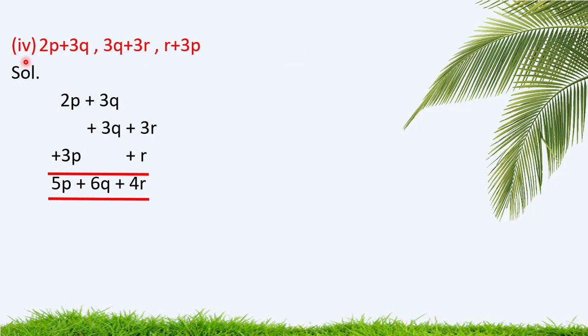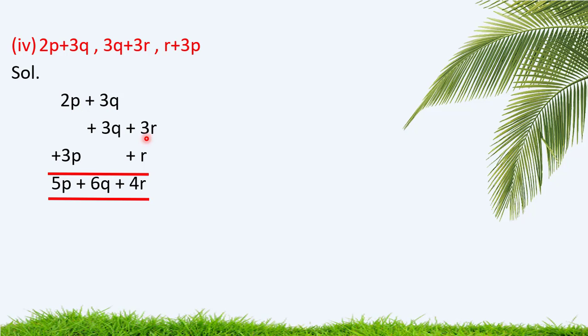In the fourth part of question number 4, which is given over here, we have to add these three algebraic expressions. So firstly, we will write first algebraic expression, that is 2b plus 3q. Now we have to write the second algebraic expression, that is 3q plus 3r. Now write 3q just below the like terms here. Students, where we have to write 3r here? No, that will not become the column of like terms. So we have to write plus 3r just here, because it does not match any of these variables.